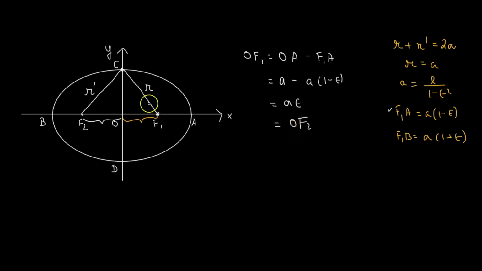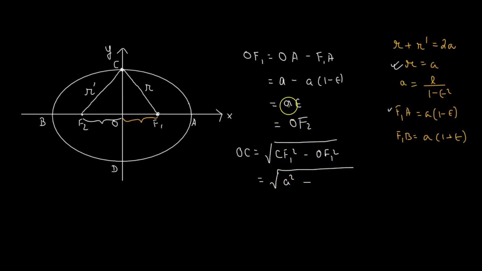Next, we'll try to find the value of OC. We can use the Pythagoras theorem: OC is the square root of the hypotenuse CF1 squared minus OF1 squared. CF1 we have already obtained, so this is a. So in place of it, we'll have a squared minus OF1 squared, and OF1 is a epsilon, so we have a epsilon squared. Further simplification gives us a times the square root of 1 minus epsilon squared.